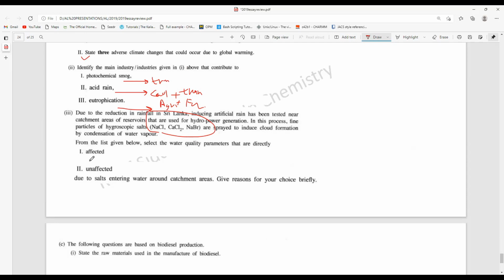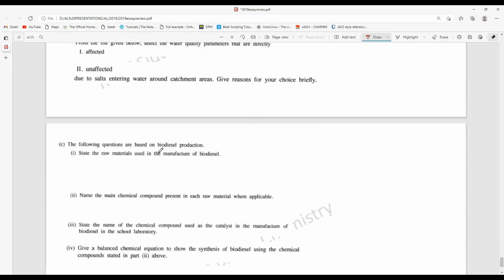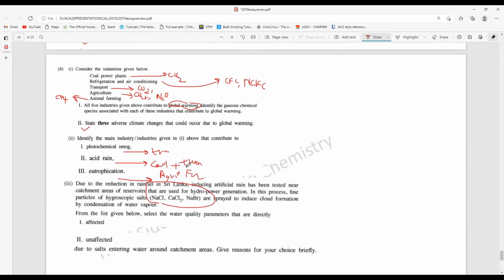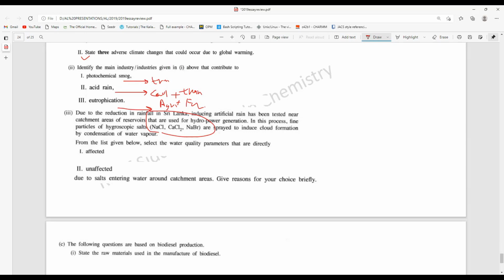Okay. And what is affecting basically? So where is the water quality parameter given here? I think I have to check what are the water quality parameters given. Okay, so basically they have given pH, conductivity, turbidity, and dissolved oxygen. So the list is given, but the question part is missing.